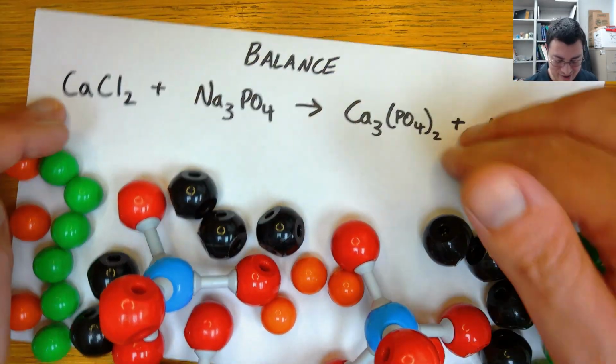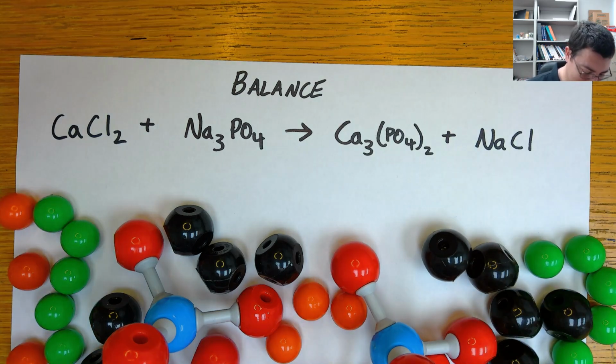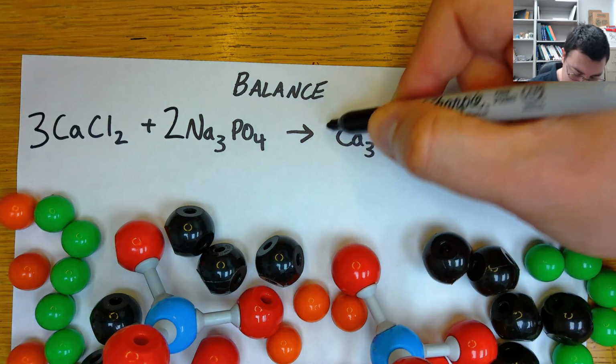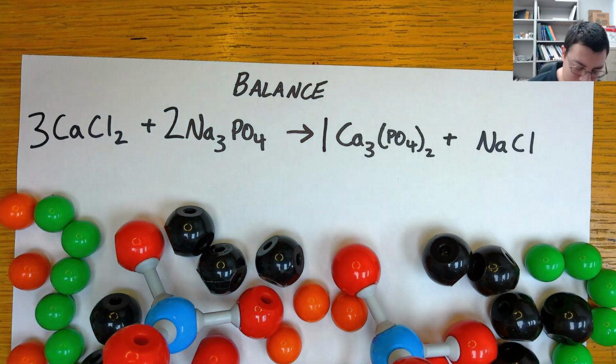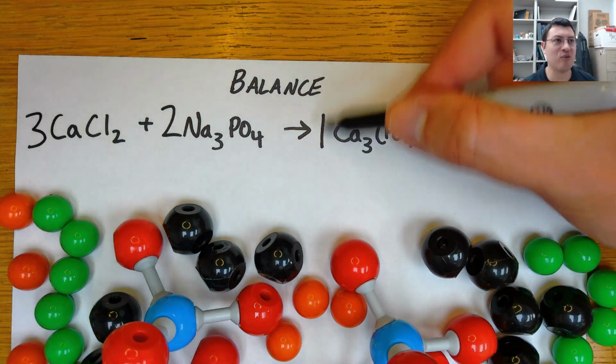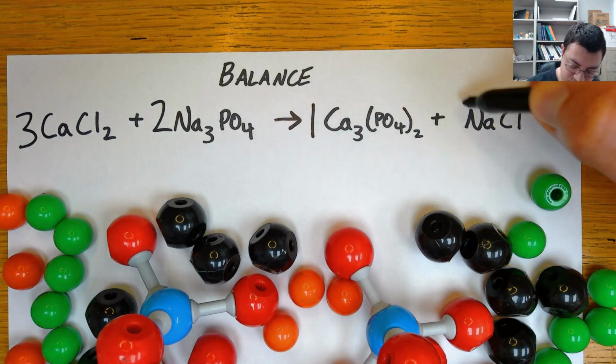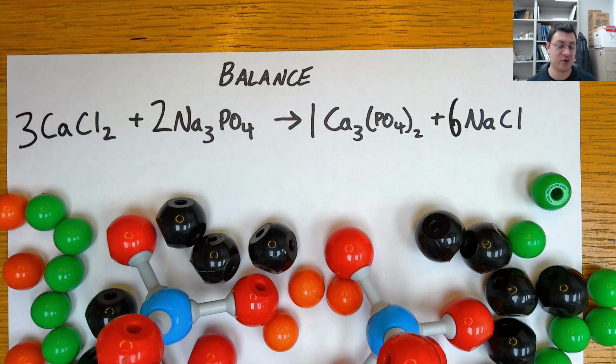All right. So, yeah, we had 3 of these. We had 2 of those. We had just 1 of those. Again, some homework programs have you write that 1, but most of the time in chemistry we don't write that 1. And we had 6 sodium chlorides.